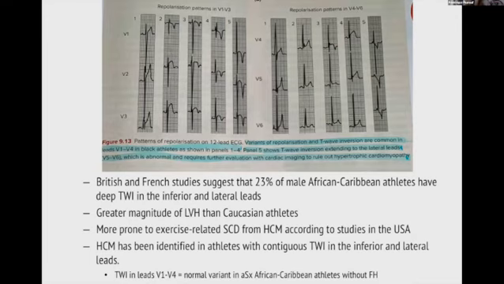So T-wave inversion in leads V1 to V4 is a normal variant if the athlete has no symptoms and no family history. But in contrast, investigation is recommended if they have T-wave inversion in contiguous inferior and/or lateral leads. So in this image, in panels 1 to 4, the T-wave inversion is only in V1 to V3, so this is normal, versus panel 5, which has T-wave inversion also in the lateral leads, which is abnormal and would require more investigation to rule out HCM.